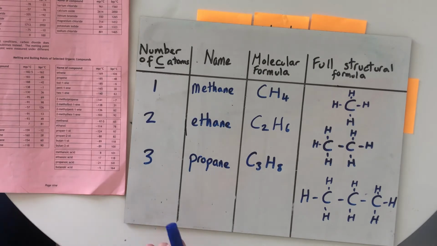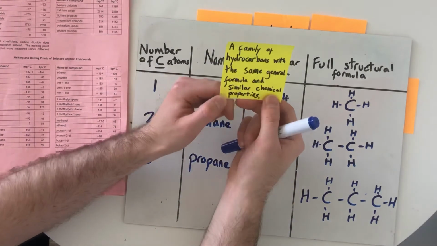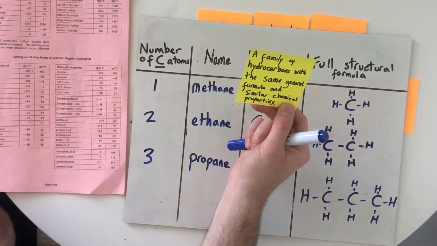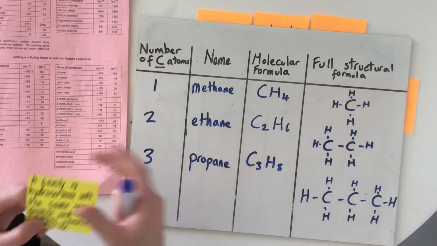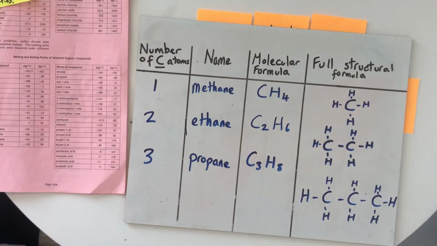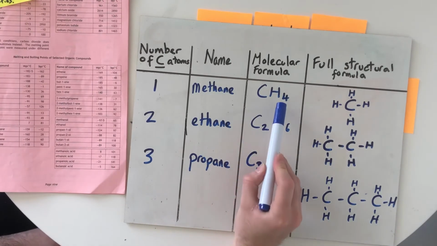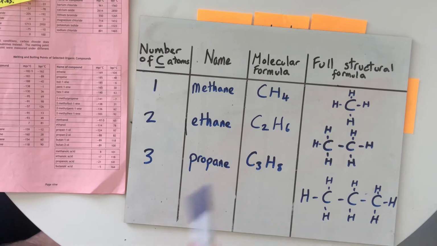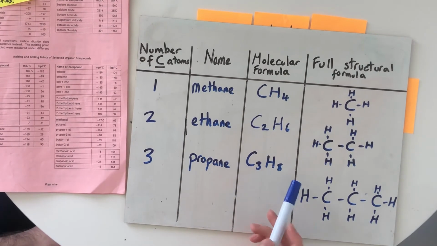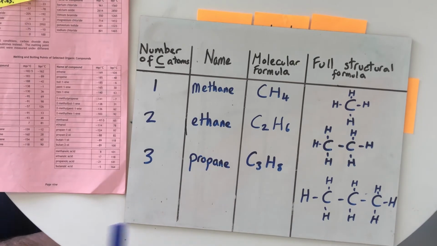So that means there's a relationship between the number of carbons and hydrogens. And if we think back to the definition of a homologous series, that's a family of hydrocarbons with the same general formula and similar chemical properties. So focusing on that general formula, how do we get from the number of carbons to the number of hydrogens? Do we add 3? Well, 1 plus 3 certainly gives you 4, but 2 plus 3 doesn't give you 6. 3 plus 3 doesn't give you 8. So we can't just add an arbitrary number on. We have to be a bit smarter with it.